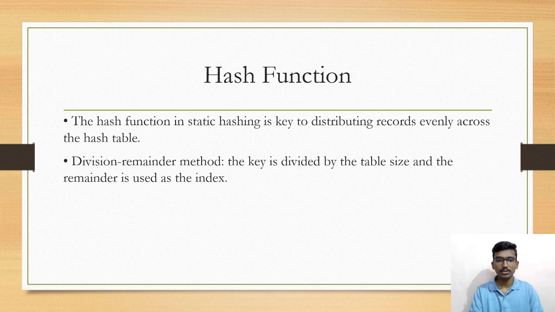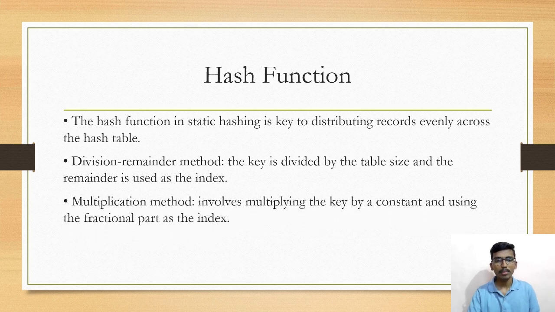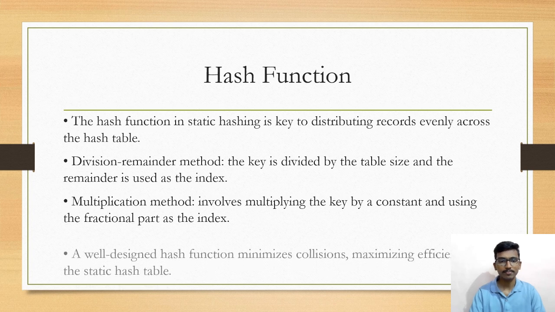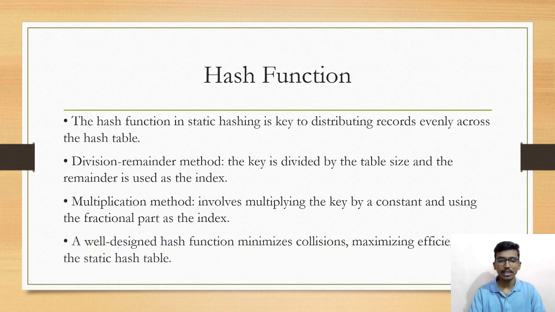Division remainder method. The key is divided by the table size and the remainder is used as the index. Multiplication method involves multiplying the key by a constant and using the fractional part as the index. A well-designed hash function minimizes collisions, maximizing efficiency in a static hash table.